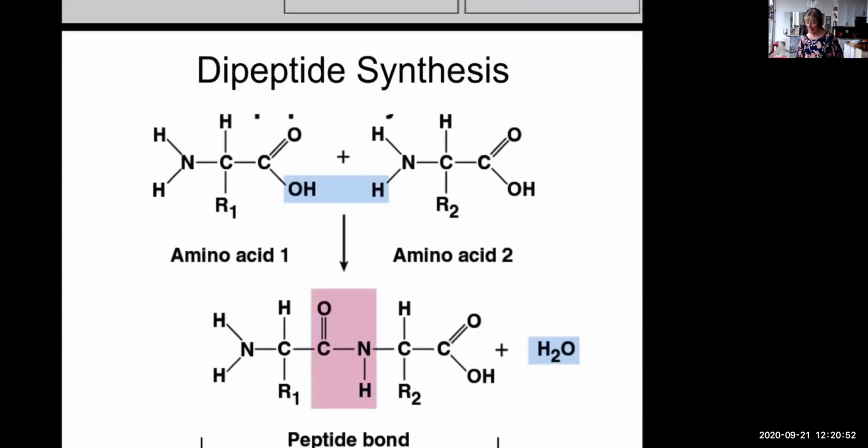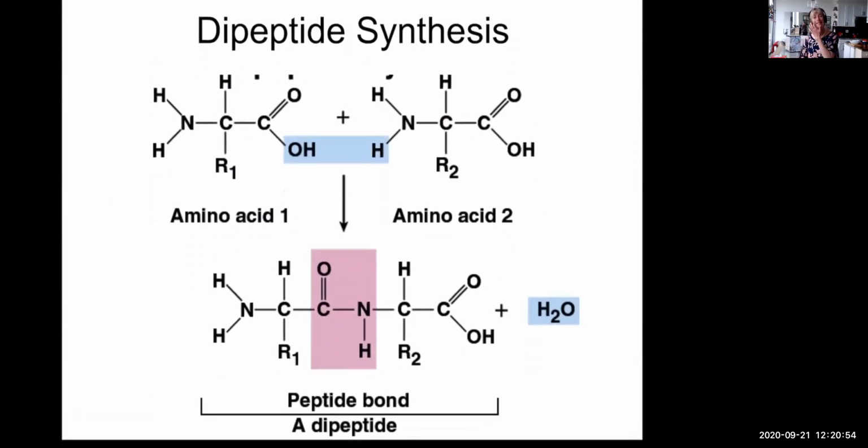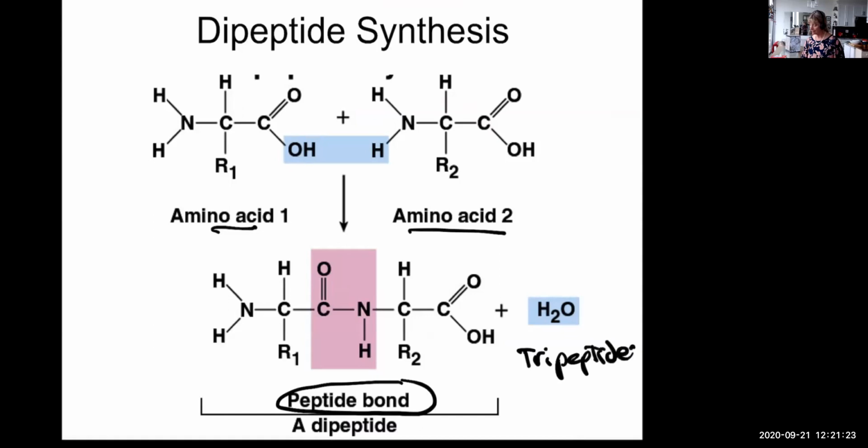Well, just the same as our other macromolecules, we can synthesize proteins by dehydration synthesis. To get a dipeptide, we take 2 amino acids and remove a water molecule. The bond is called a peptide bond. And the structure is a dipeptide, di meaning 2. There are also other peptides called tripeptides. They have 3 amino acids, of course.